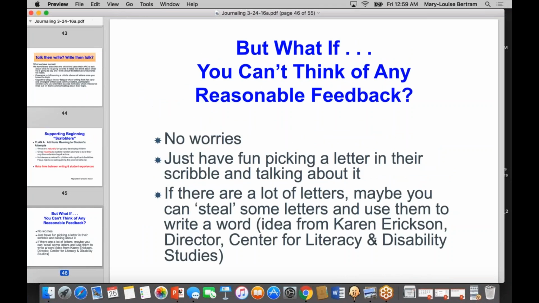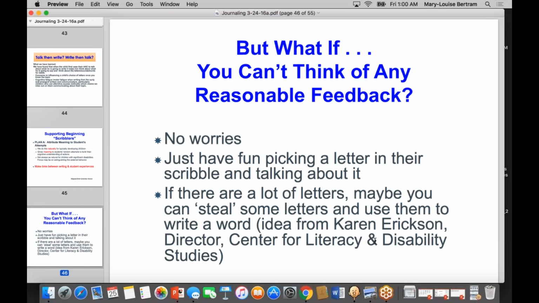when we were talking, we did a lot of, but what if? You can't think of any reasonable feedback, and there are going to be times that you're looking at it and, I mean, there are no bones to make soup with, and you're going, oh dear, no worries, just have fun picking a letter in their scribble and talking about it. Talk about how it reflects their life.